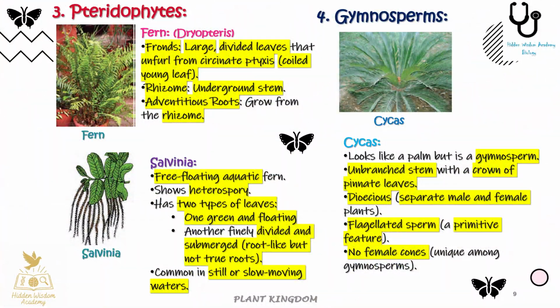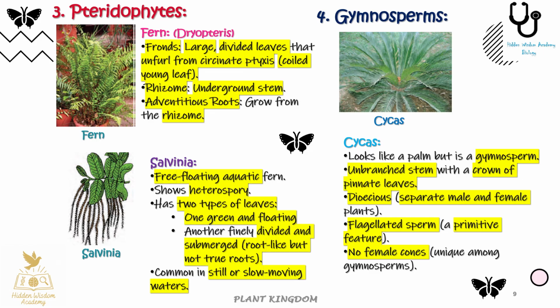Let's begin with Pteridophytes, the first true land plants with vascular tissues. Fern, example, Dryopteris. Ferns are known for their large, divided leaves, also called fronds. When young, these fronds uncoil from a spiral, a process known as circinate vernation.